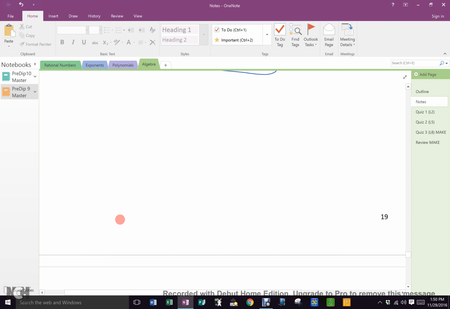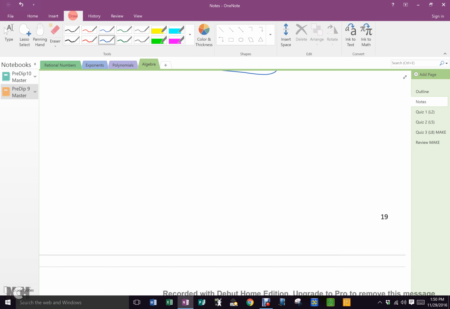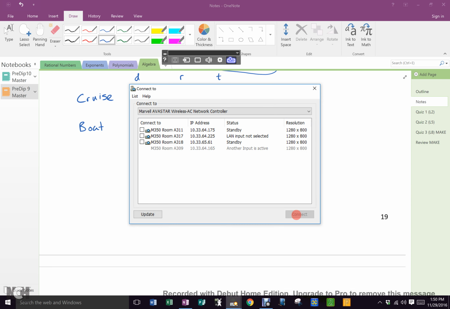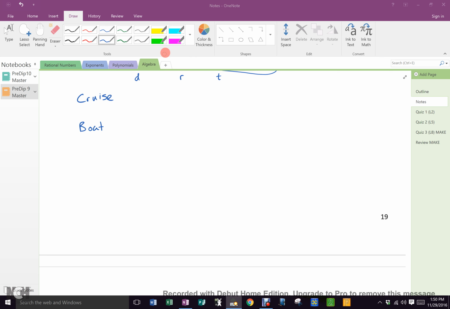All right, so we've got a request to look at 24, the very first one. No problem at all. What have we got? We have a cruise ship, and we have a boat. Those boats are traveling a distance, a rate, and a time. Cool so far?